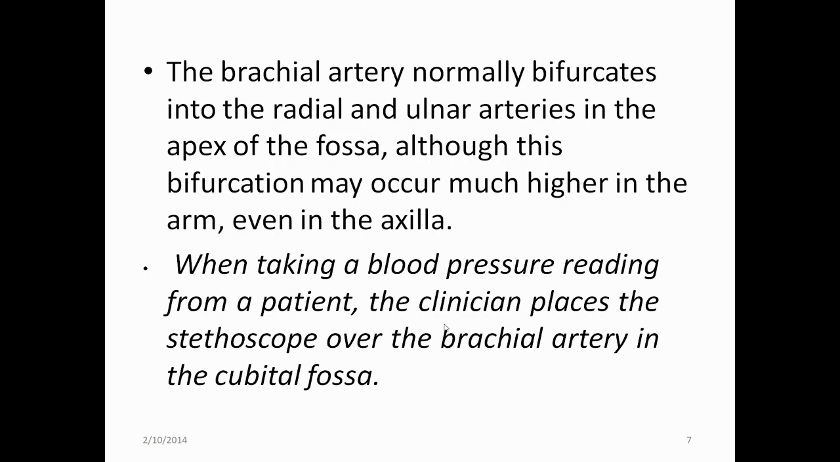The brachial artery normally bifurcates into the radial and ulnar arteries at the apex of the fossa, although this bifurcation may occur much higher in the arm, even in the axilla. When taking a blood pressure reading from a patient, the clinician places the stethoscope over the brachial artery in the cubital fossa. Every time we take the blood pressure, we put our stethoscope over the brachial artery in the cubital fossa.